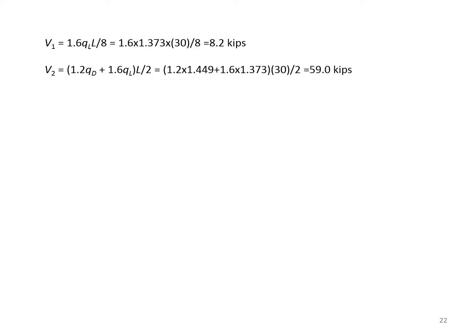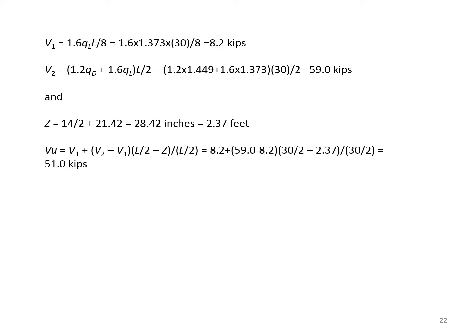We compute V1 and V2 from previous equations to build up the envelope in computing V sub U, and the distance Z is half of the width of the support, which is 14 inches in this case, plus the distance D. 14 divided by 2 plus the distance D, we end up with 28.42 inches, and that is equal to 2.37 feet. Putting that in the equation, we come up with the V sub U equal to 51 kPa.